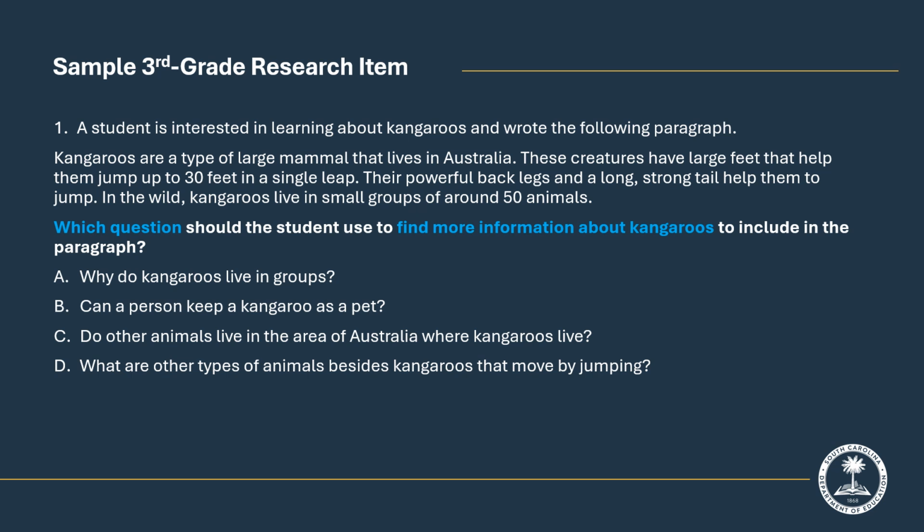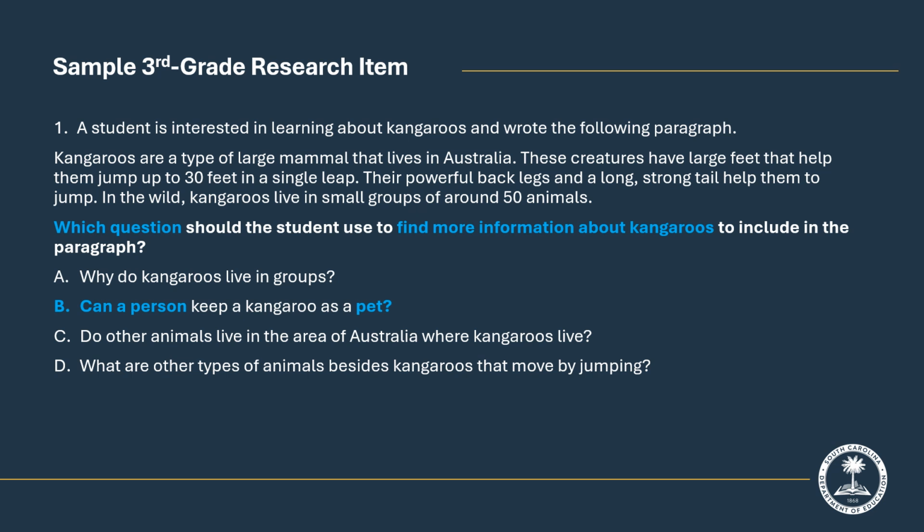Again, here is the important part of the question that students must notice to be able to select the correct answer. The correct answer will relate to what we mentioned earlier: large mammal, Australia, large feet to jump, powerful back legs and tail to jump, and live in small groups.